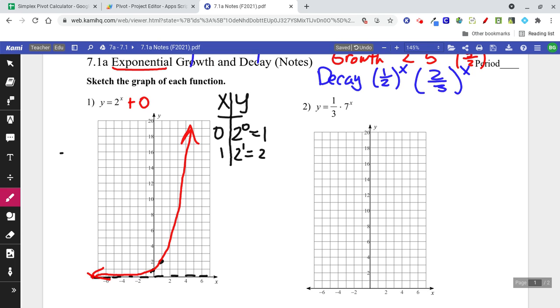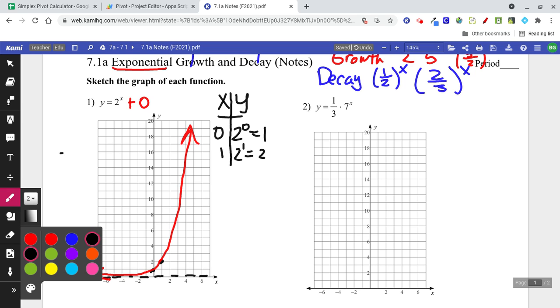But that's what your graph's going to look like. Okay, so let's look at the next one. The next one's kind of weird because of that fraction, but we can still do the same thing. Notice the plus 0 at the end. That's going to be your asymptote. Go ahead and draw that in. Don't get lazy and skip this part. I want to see that dotted line. So draw it dark enough so where I can see it. And then let's plug in a couple of numbers.